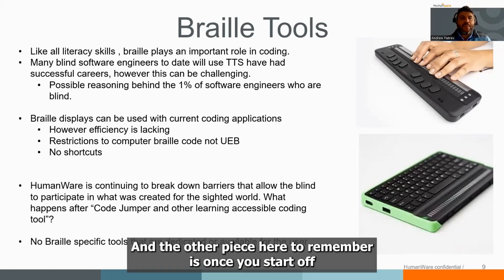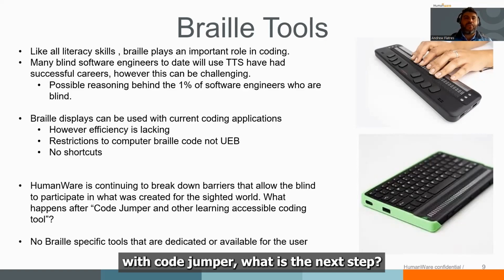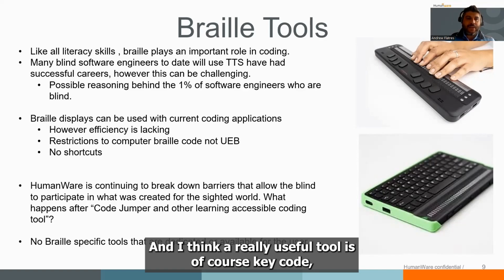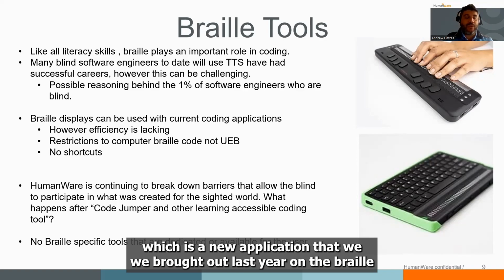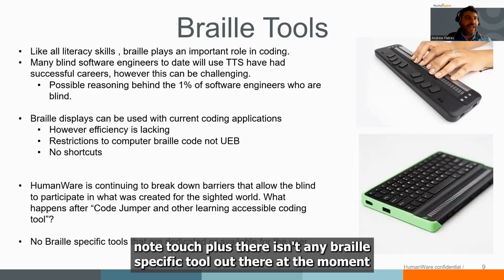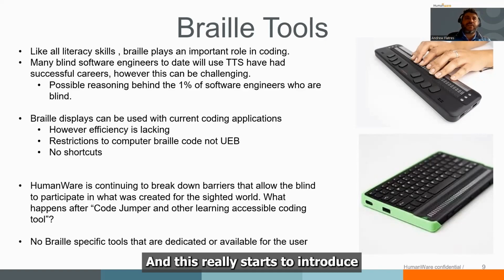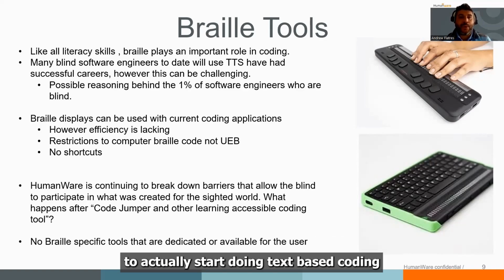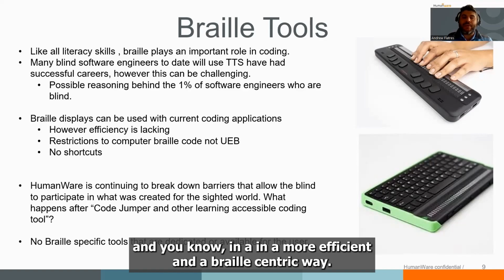The other piece to remember is, once you start off with Code Jumper, what is the next step? What's that next path to coding? I think a really useful tool is, of course, KeyCode, a new application that we brought out last year on the BrailleNote Touch Plus. There isn't any Braille-specific tool out there at the moment other than KeyCode. It really starts to introduce all those principles that you've learned from something like Code Jumper to actually start doing text-based coding, in a more efficient and Braille-centric way.